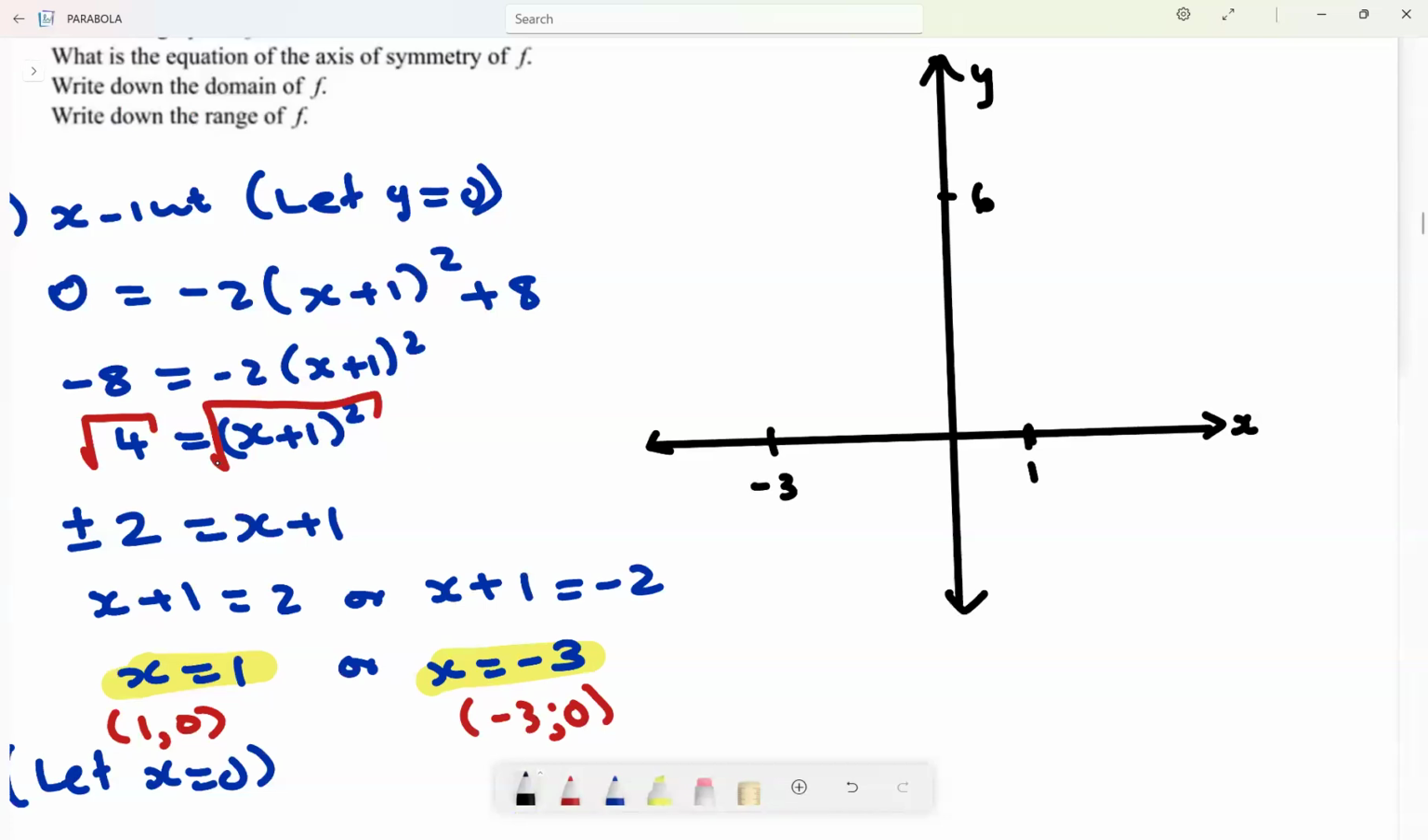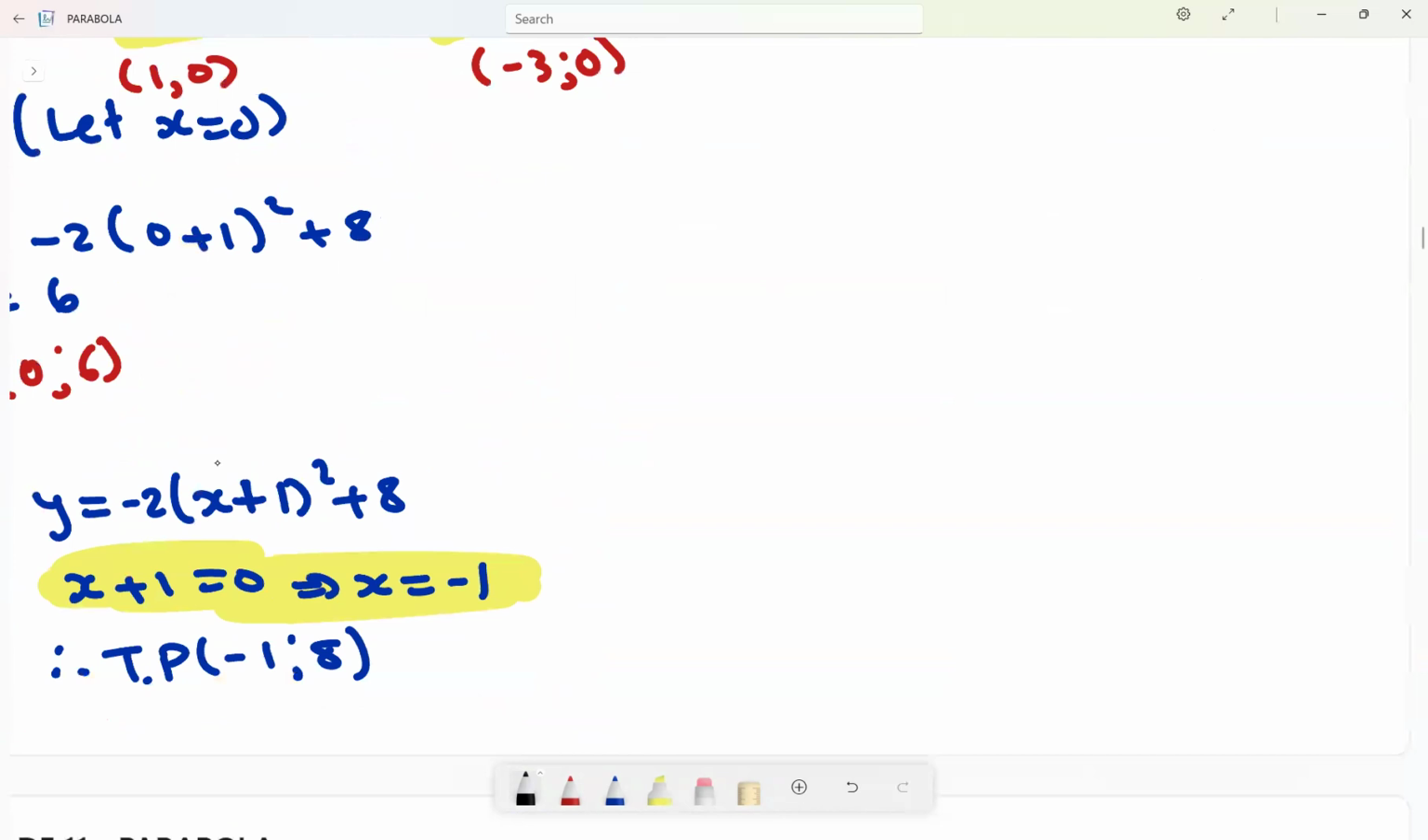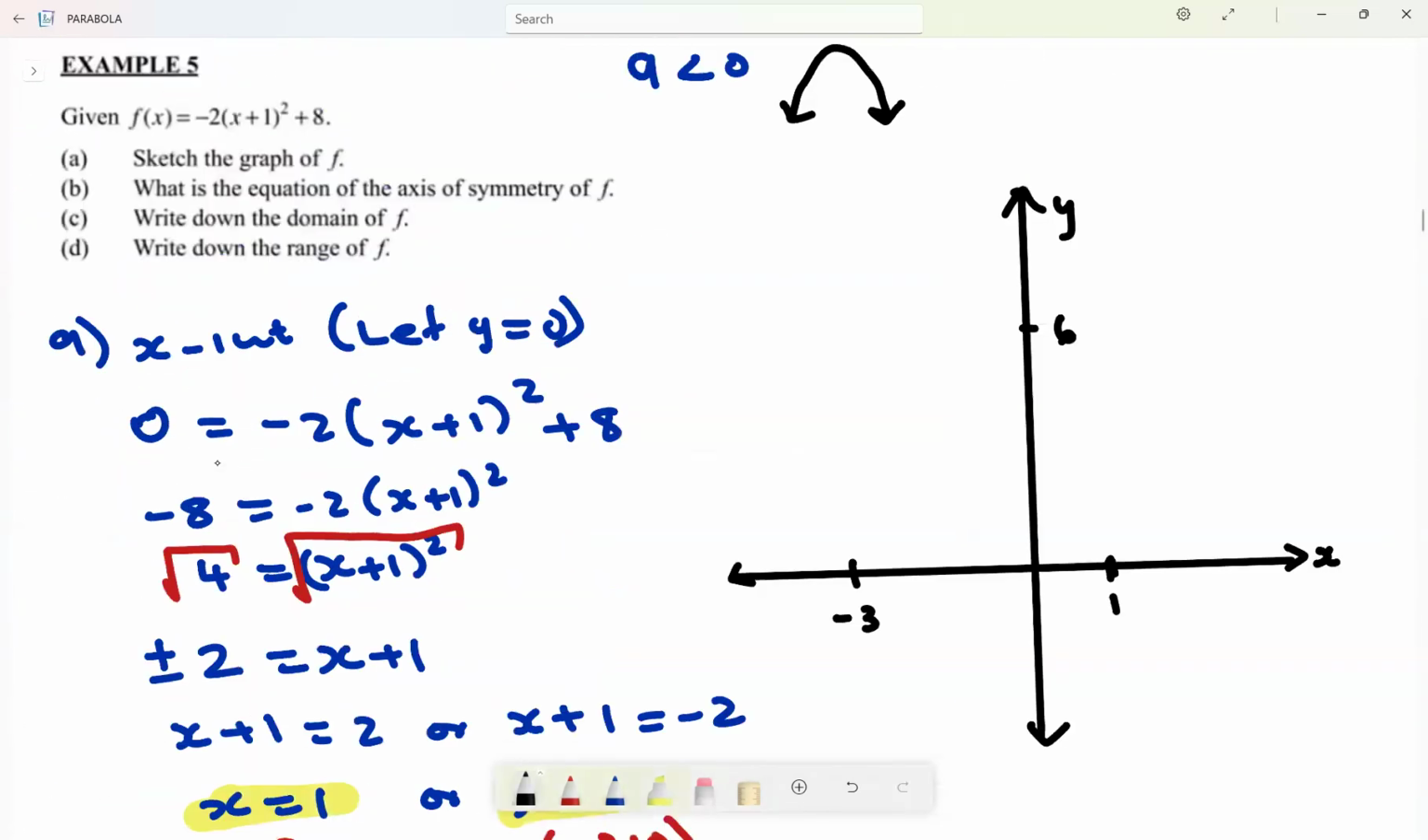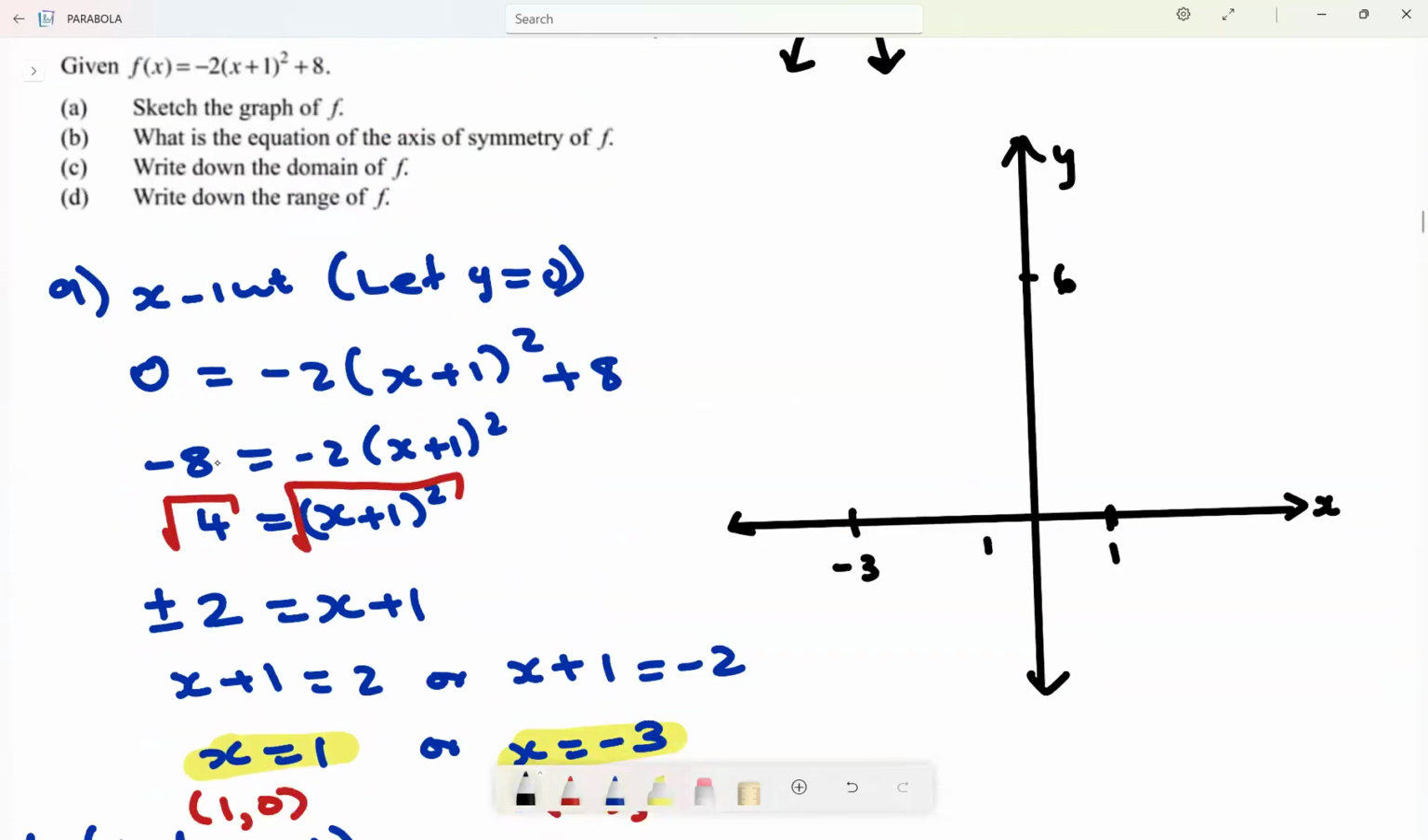And then where is my turning point? My turning point is negative 1 and 8. Where is negative 1? Negative 1 might be somewhere here, I guess. And then I need to go all the way from negative 1 up to 8, somewhere here, I guess. Then maybe this might be 8 somewhere here. So it means I might have a coordinate somewhere here.